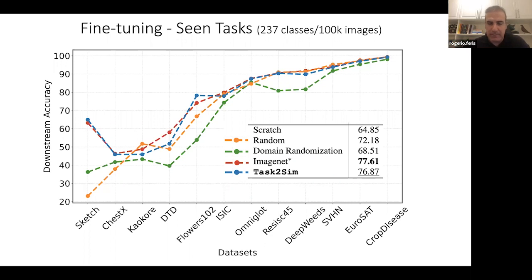And the main conclusion here is that Task2Sim is competitive with ImageNet and significantly outperforms these other baselines for this budget of training images. You can see in the x-axis are these different datasets of seen tasks, and the y-axis here is the downstream accuracy.